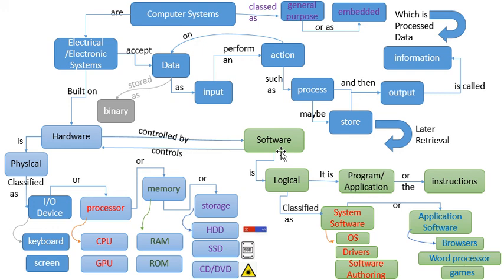Finally, we move on to software. Software is logical. It is the program or applications, or the instructions that control the hardware, that tell the hardware what to do. This software is classified as being either system software or application software. Examples of system software are the OS, the operating system, such as Windows, macOS, Android, iOS. Device drivers, these are programs you need for your hardware to talk to the operating system, as well as software authoring programs, such as Python. These are programs used to create other or new software.